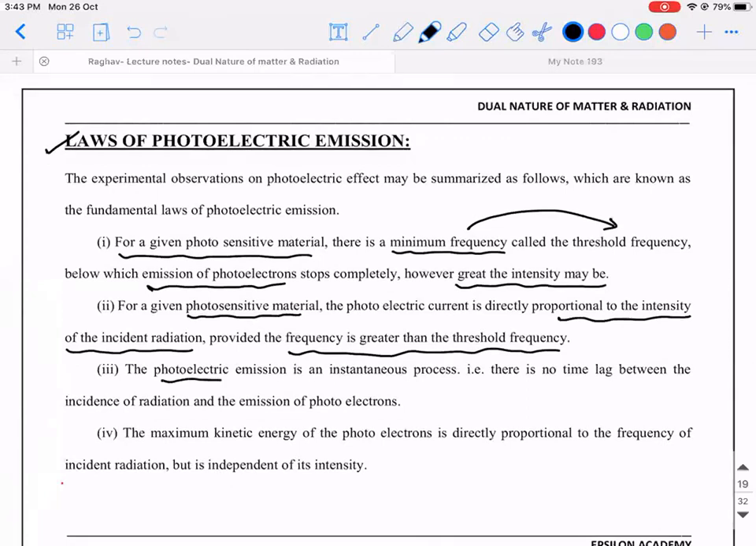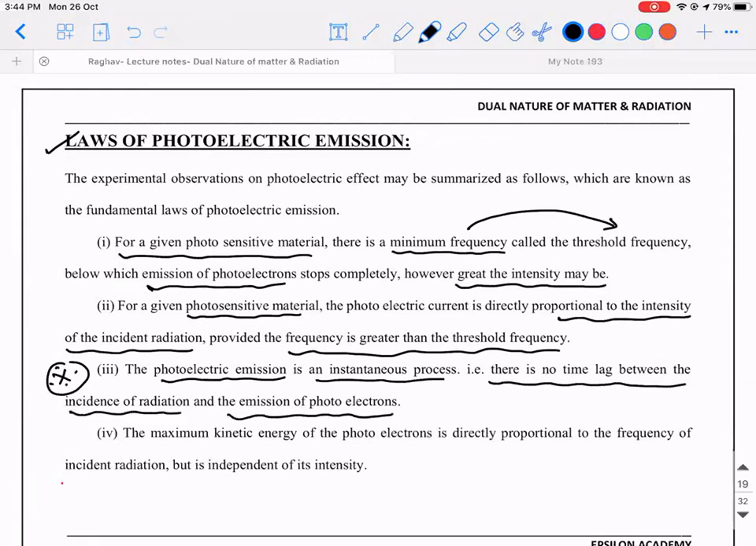Third, the photoelectric emission is an instantaneous process. This is a very, very important point. Have it in your mind. It is an instantaneous process. That is, there is no time lag between the incidence of radiation and the emission of photoelectrons. So as soon as the radiation is incident on the metal surface, provided it has threshold frequency, the electrons are emitted out of the surface instantaneously. It is an instantaneous process. So the time gap is less than 10 power minus 9 seconds. That is 1 nanosecond.